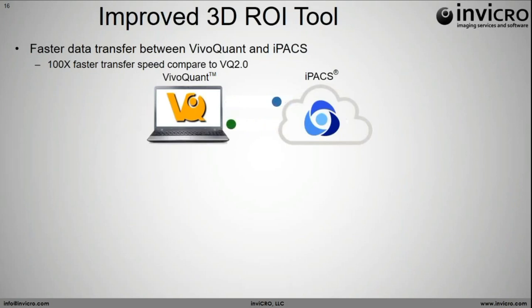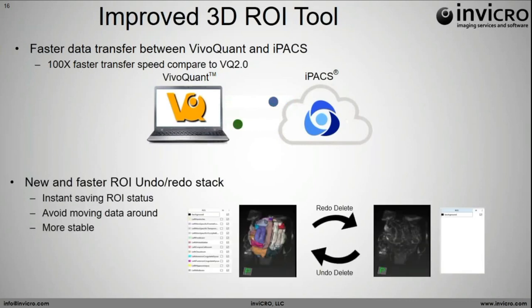The speed of IPACS transfers, in certain edge cases, can be extremely faster now. That was a collaborative effort between the IPACS and VivoQuant side to improve data transfer of ROIs and general upload of data from VivoQuant, as well as improved performance on the undo-redo operations, especially with really large data sets where sometimes users would experience slowdowns. We've helped there quite a bit.